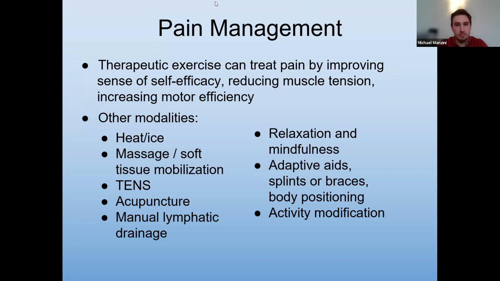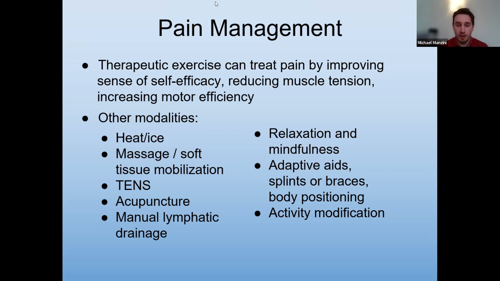Acupuncture is a complementary and alternative medical modality, which is often used as an adjunctive therapy in palliative care settings, because it is low risk and may help to augment pharmaceutical management of pain. And there is some good evidence to support its use with cancer-related pain. And then manual lymphatic drainage is a massage technique which helps to manage edema. So these are some ideas I think Michael's going to speak to.